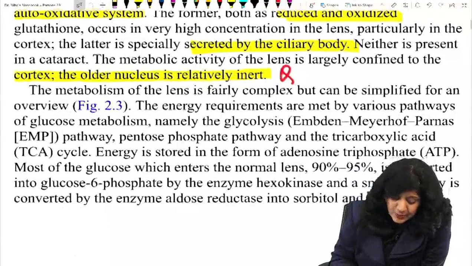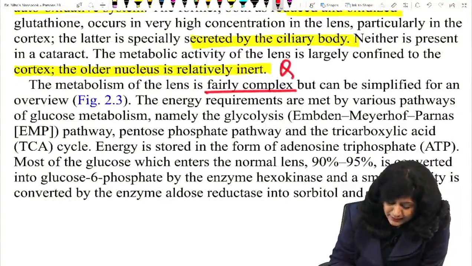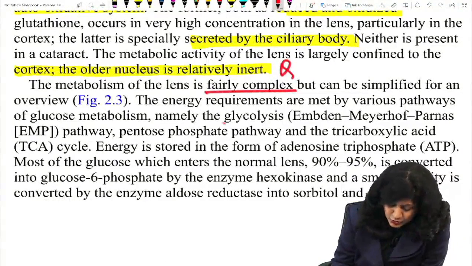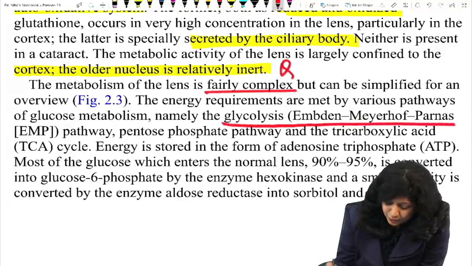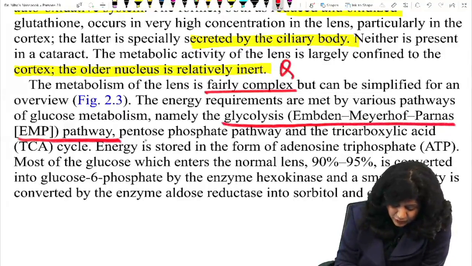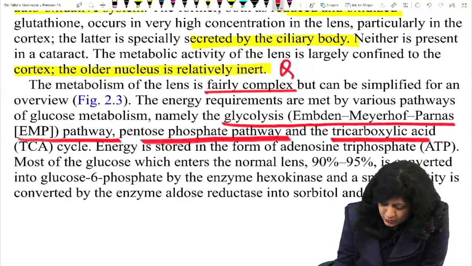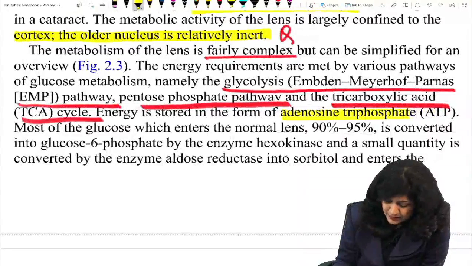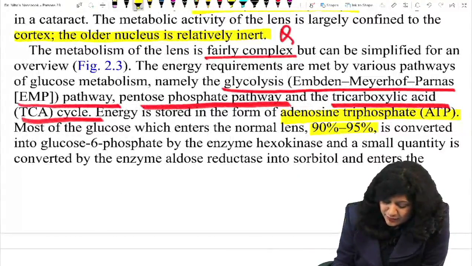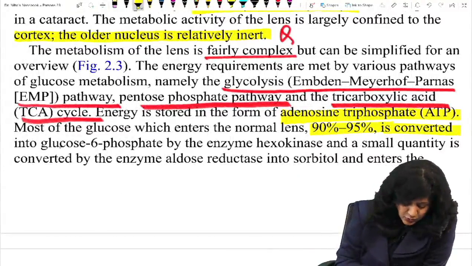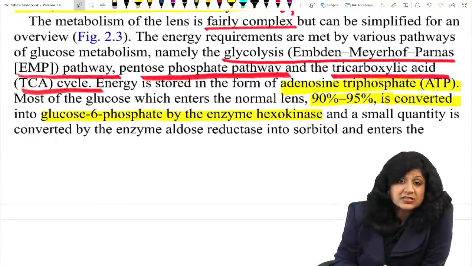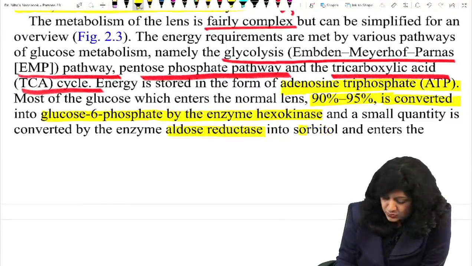Okay, now the metabolism of the lens is fairly complex but can be simplified. The energy requirements are met by various pathways. So you have glycolysis, that is the Embden-Meyerhof-Parnas, EMP pathway. We have the pentose phosphate pathway. Also we have the TCA cycle. Energy is stored in the form of ATP. Most of the glucose which enters the lens, about 90 to 95%, is converted into glucose 6-phosphate by the enzyme hexokinase, and a small quantity is converted by aldose reductase into sorbitol.